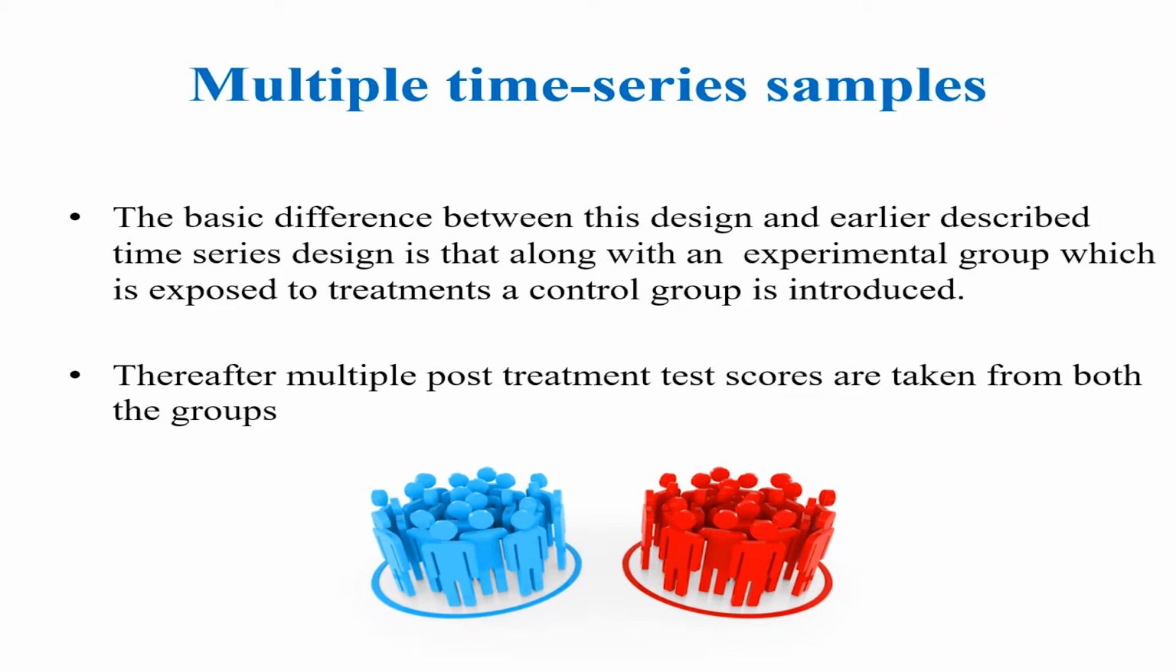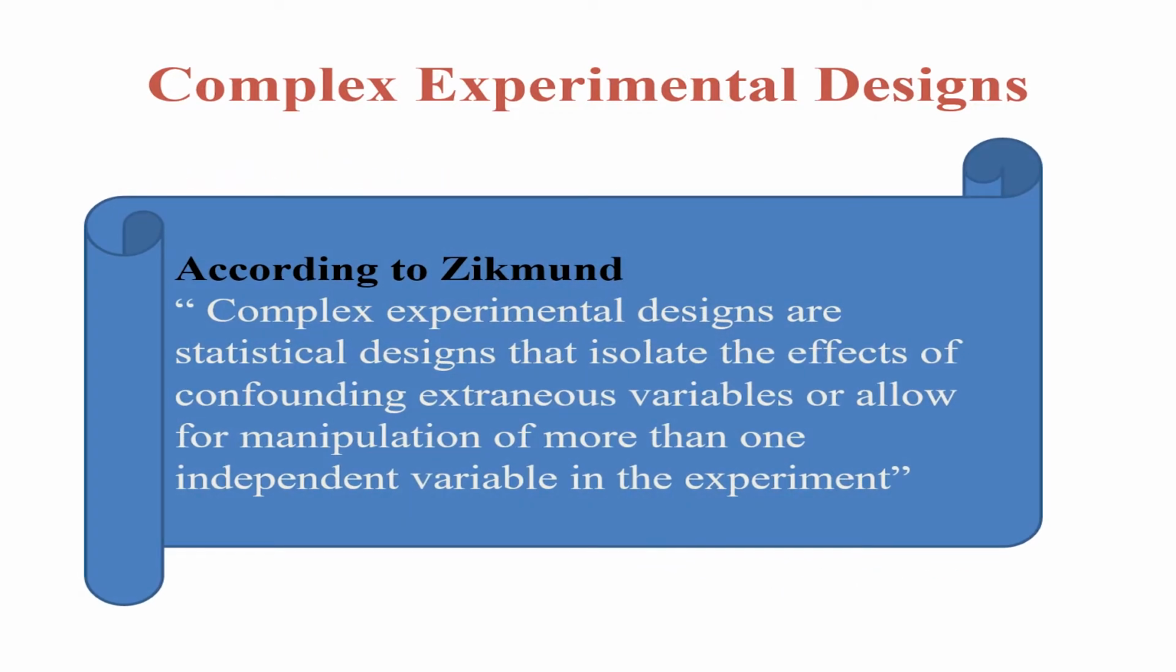Let's now discuss the statistical or the complex experimental designs. As discussed earlier, experimental design can be classified into simple and complex experimental designs. According to Zygmunt, complex experimental designs are statistical designs that isolate the effects of confounding extraneous variables or allow for manipulation of more than one independent variable in the experiment.